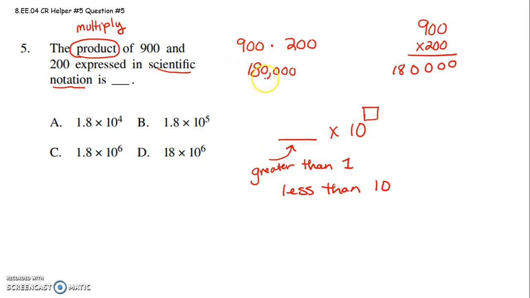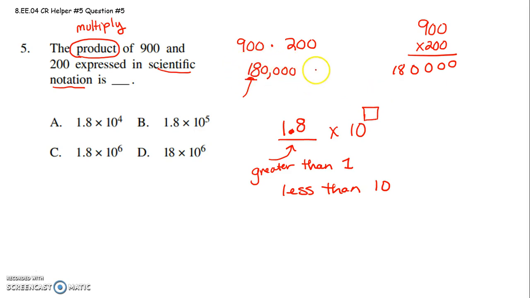So right here, if I look at this number, I say, okay, I need to be greater than 1 and less than 10. So that means my first factor has to be 1.8. I'm going to put the decimal point right there. And then times 10 to what power? This is a big, huge number, 180,000, so I know it's going to be a positive exponent.